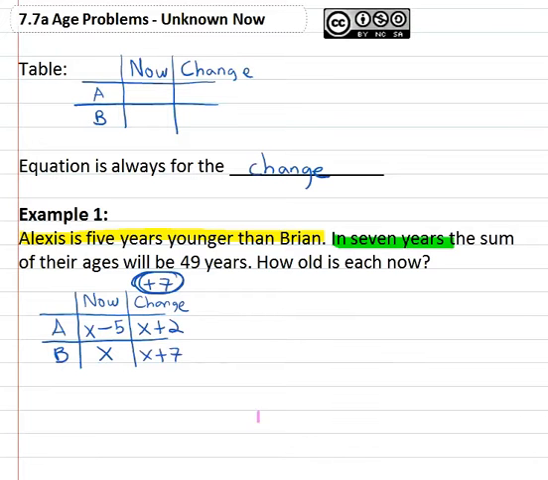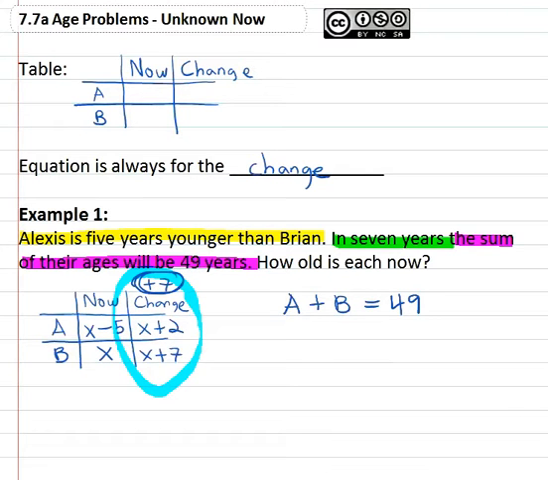Now let's keep going through the problem to come up with our equations. What happens in 7 years? The sum of their ages will be 49 years. The sum of their ages. Alexis's age plus Brian's age will be 49 years. But that's talking about the future. That's talking about what happens in the change column. This means Alexis can be represented in the future with this change column of X plus 2. Plus, Brian can be represented in the future. Brian in the change column is X plus 7 is equal to 49.